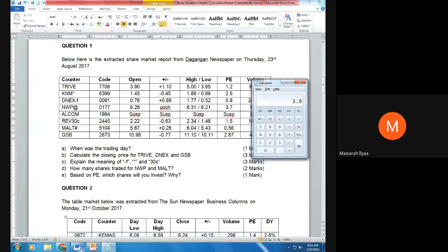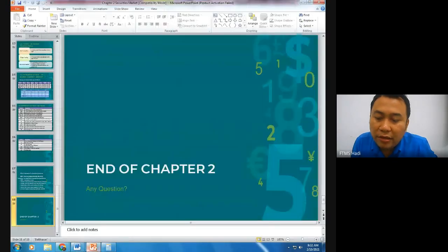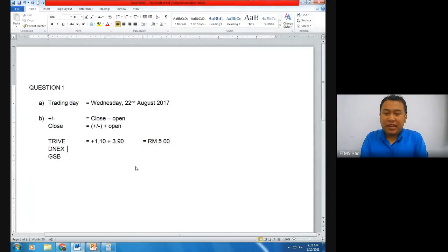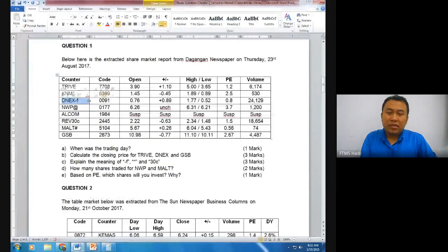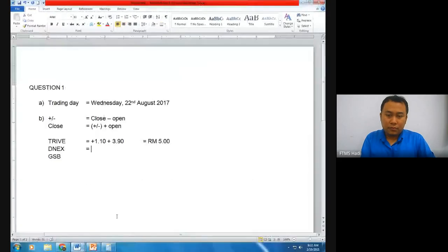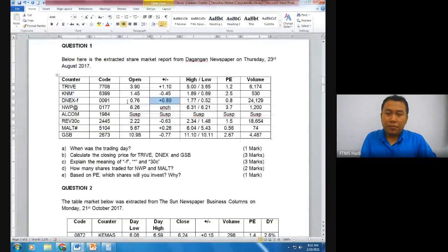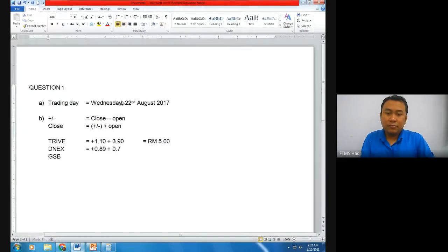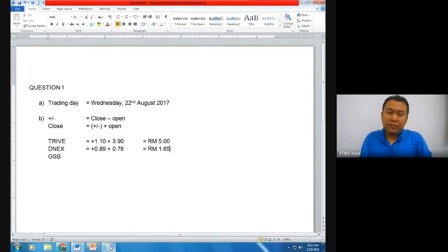The answer is in RM. Okay, that one is RM. DNEX. Let's see DNEX, this one, DNEXF. DNEX plus minus 0.89, plus, and then plus with open. Open here is 0.76. So therefore the answer will be 0.89 plus 0.76, 1.65.